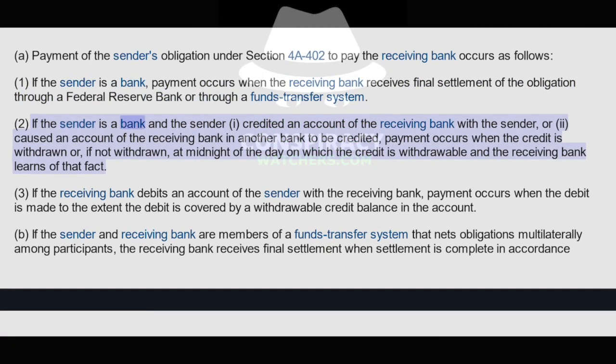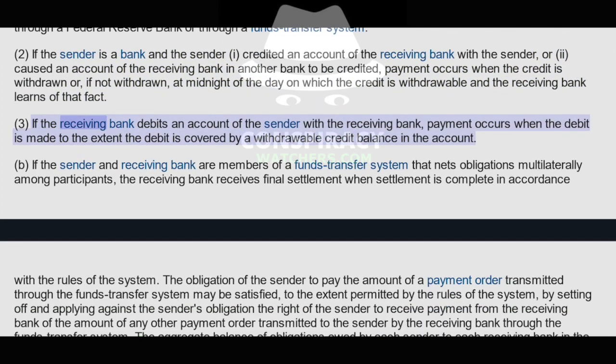If the sender is a bank and the sender credited an account of the receiving bank with the sender, or caused an account of the receiving bank in another bank to be credited, payment occurs when the credit is withdrawn or, if not withdrawn, at midnight of the day on which the credit is withdrawable and the receiving bank learns of that fact. If the receiving bank debits an account of the sender with the receiving bank, payment occurs when the debit is made to the extent the debit is covered by a withdrawable credit balance in the account.